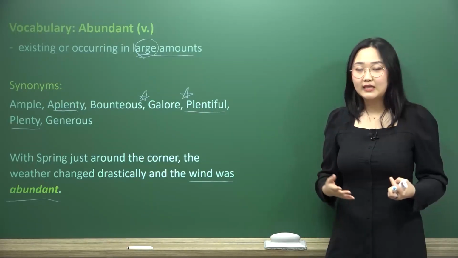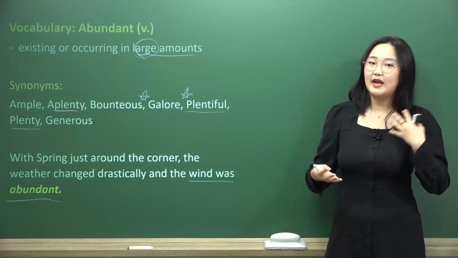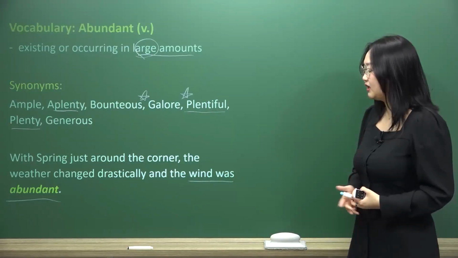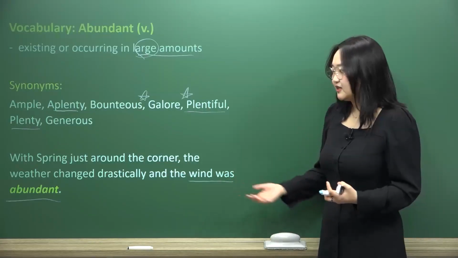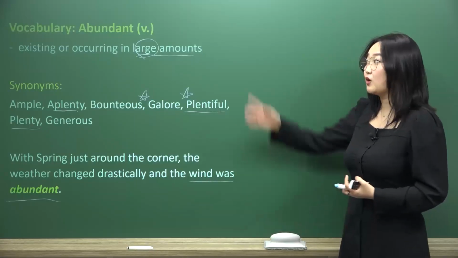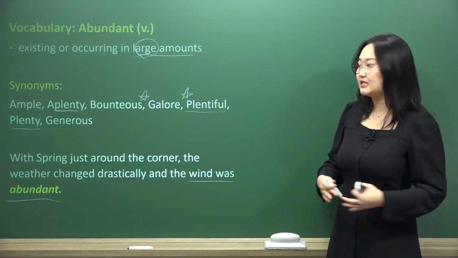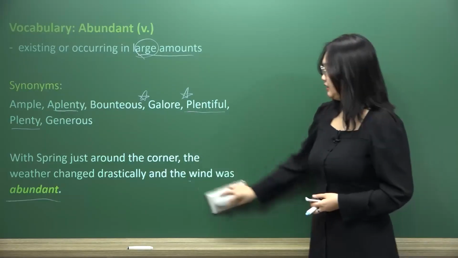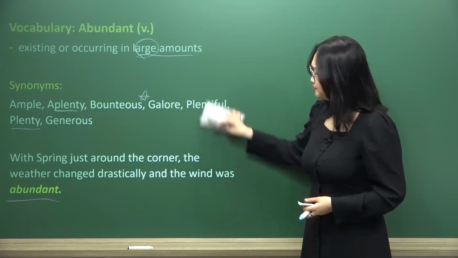There was a lot of wind everywhere. There was a bunch of people's hair flying around, or their bags, clutching their jackets closer to their bodies. The weather changed drastically, so suddenly there's wind everywhere. And it's not just a little bit, it's quite a large amount, and it's existing in the moment. And so that's how we can understand this idea of the word abundant.